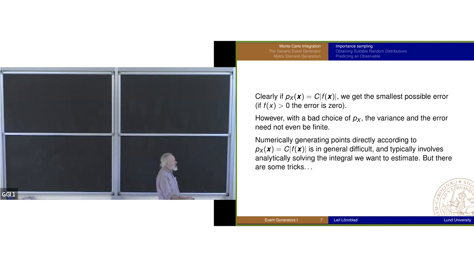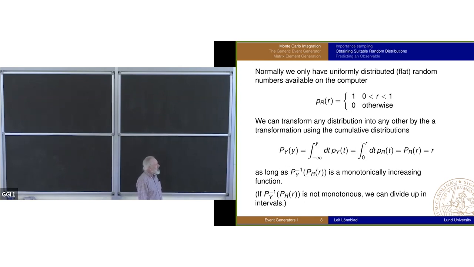And the problem is that you need to choose this random distribution very carefully, because you can go into situations where the variance is actually infinite. And the error will never become finite. So doing this is in general difficult. It basically amounts to solving the integral analytically. So it's difficult to get, but there are some tricks that you can use, and I'm going to show you a couple of those tricks because I think they're kind of fun.